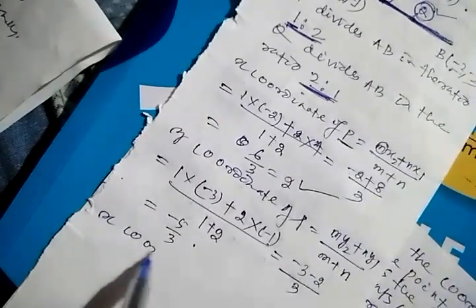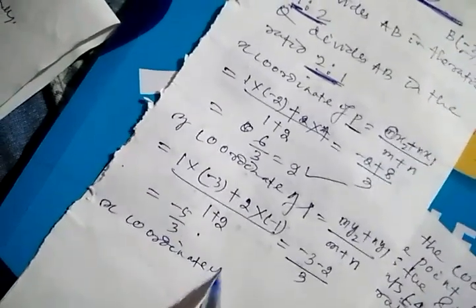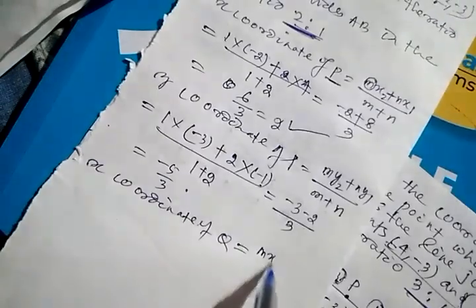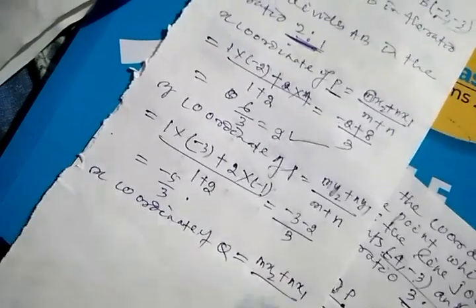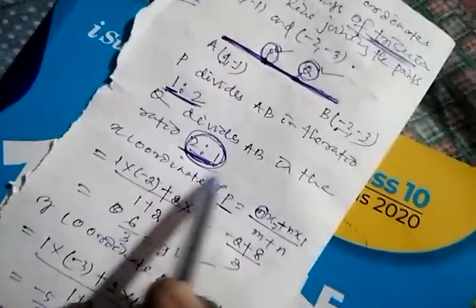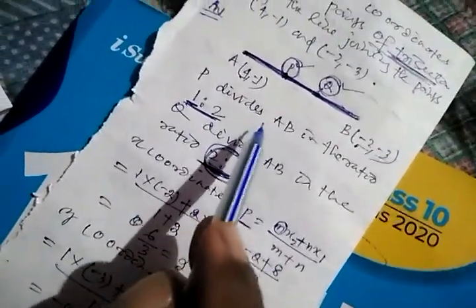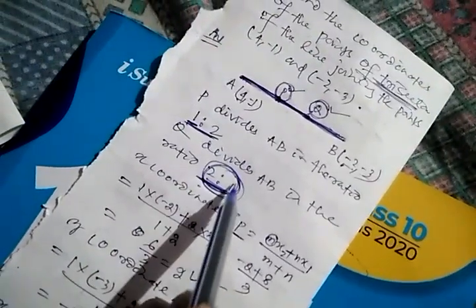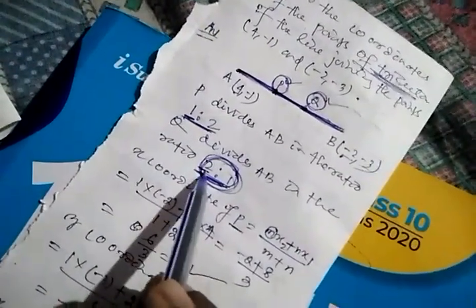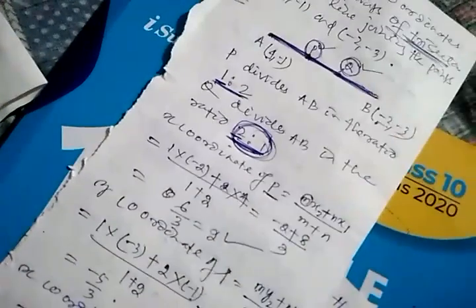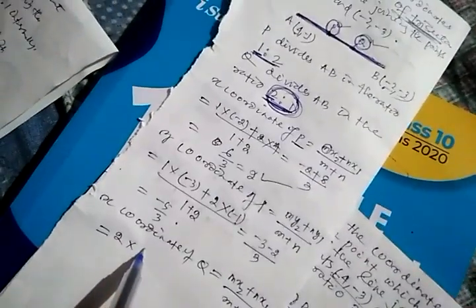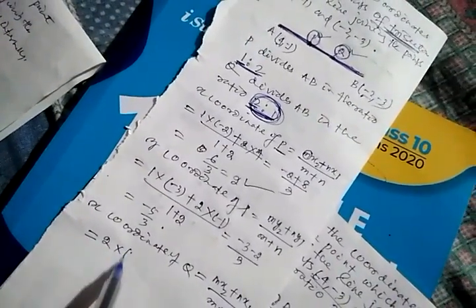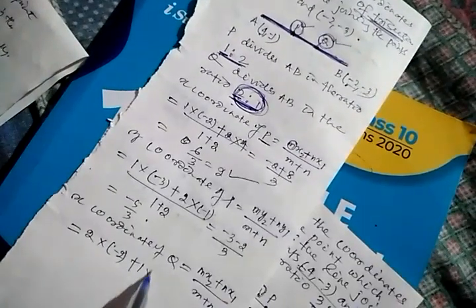You got P. So now again you go for the x coordinate of Q. X coordinate of Q, the same formula, mx2 plus nx1 by m plus n. But for the point Q, the ratio will be this one. That's why we have already separately written. So what is the m value? 2. What is the n value? 1. So write here 2 into, what is x2? X2 is how much? -2 plus 1 into, what is x1?